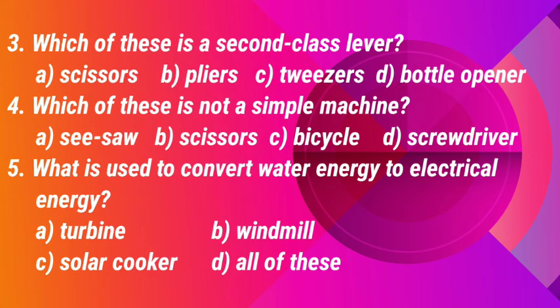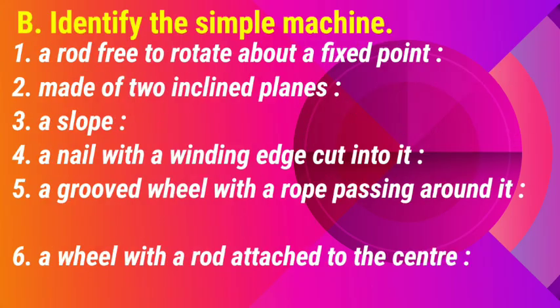3. Which of these is a second class lever? A. Scissors. B. Pliers. C. Tweezers. D. Bottle opener. Answer is D. Bottle opener. 4. Which of these is not a simple machine? A. Seesaw. B. Scissors. C. Bicycle. D. Screwdriver. Answer is C. Bicycle. 5. What is used to convert water energy to electrical energy? A. Turbine. B. Windmill. C. Solar cooker. D. All of these. Answer is A. Turbine.